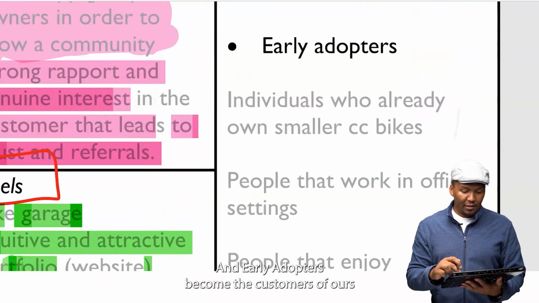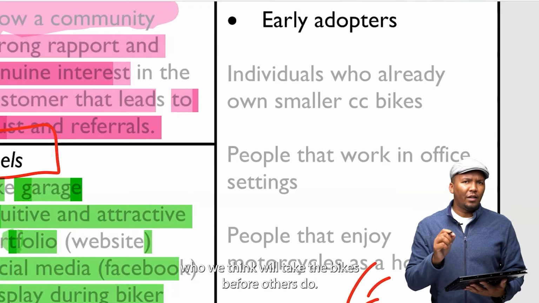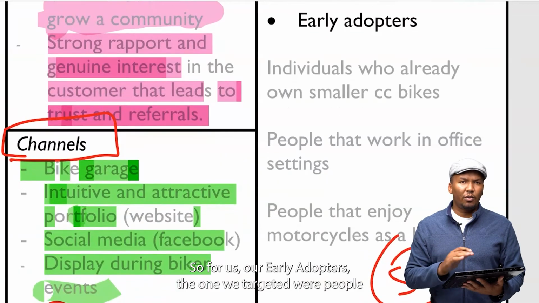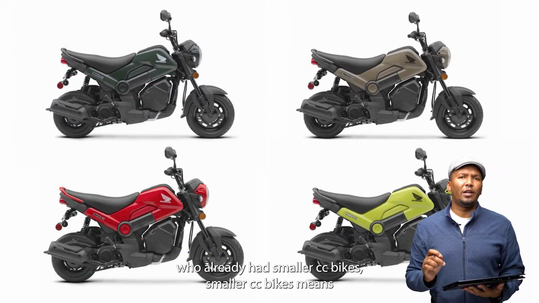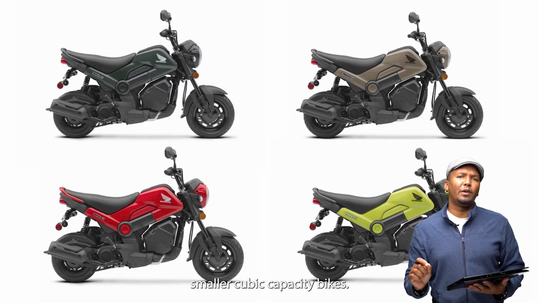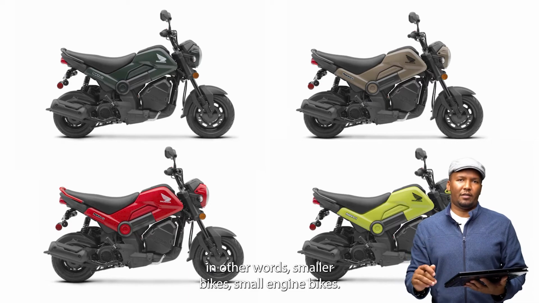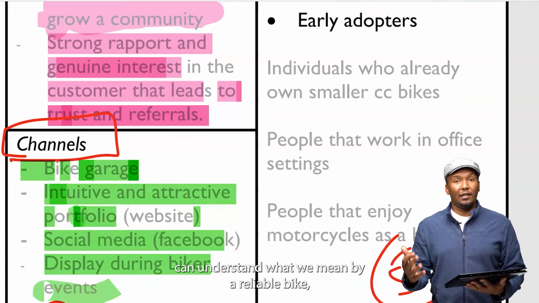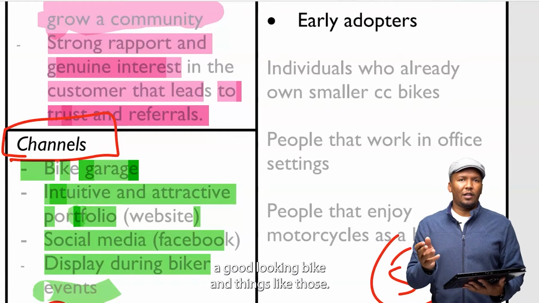And early adopters are the customers of ours who we think will take the bikes before others do. So for us, our early adopters, the ones we targeted, were people who already had smaller CC bikes. Smaller CC bikes means smaller cubic capacity bikes, or put in other words, small engine bikes. We were targeting those because somebody who has already ridden a bike can understand what we mean by a reliable bike, a good looking bike and things like those.